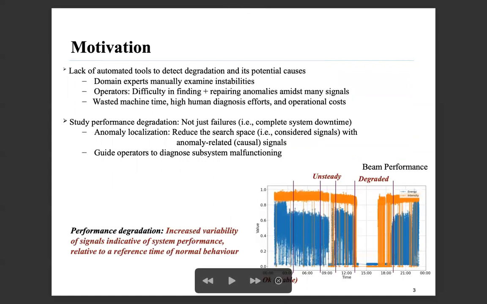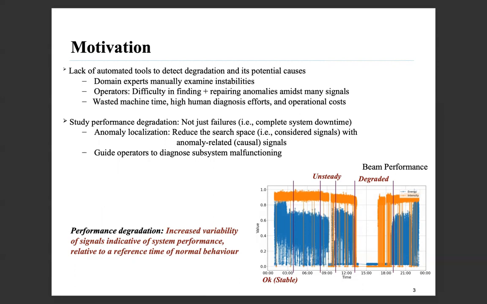There is a dearth of automated tools in these experimental facilities that can identify the potential causes behind instabilities. Often the domain experts manually examine instabilities using domain knowledge, which is not always efficient, and it is hard to proactively fix subsystems before a subsystem fault or a complete system downtime manifests. So this leads to high human diagnosis efforts and operational costs, and most importantly, wastes expensive machine time.